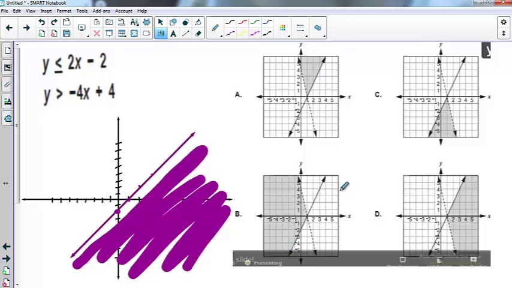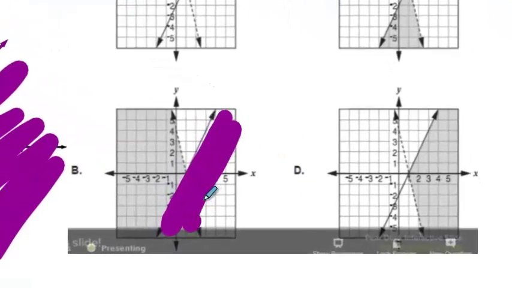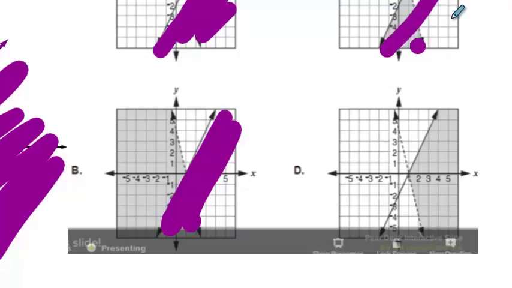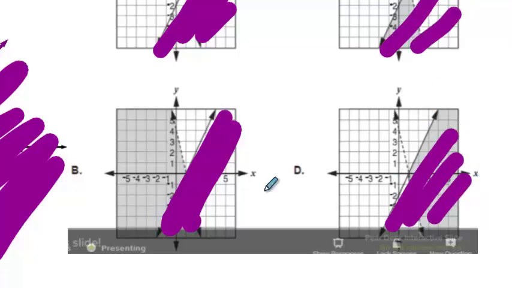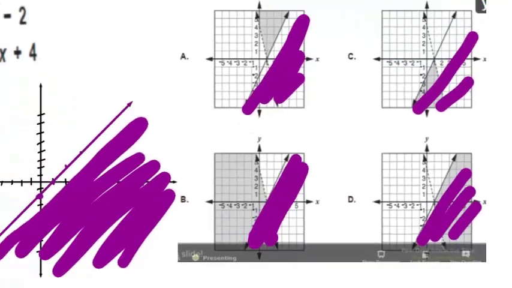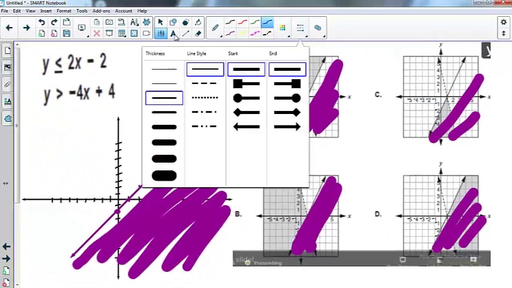From the get-go, B cannot be it because it's not shaded here. See that? Which means A also can't be it because it's not shaded here. Are you with me on that? So it could be C or it could be D. With me? Okay, then for the next one, we'll go blue.